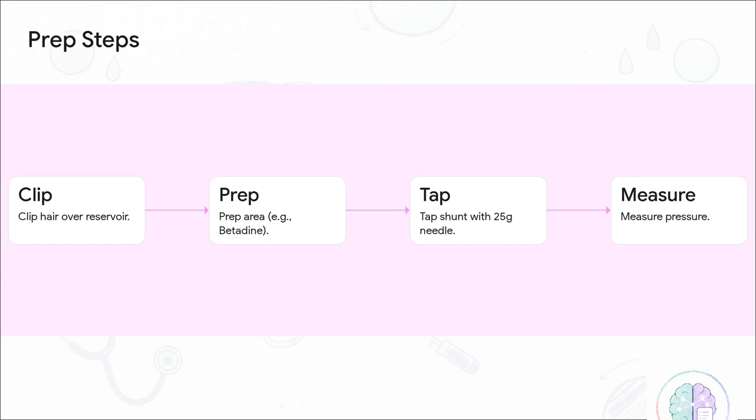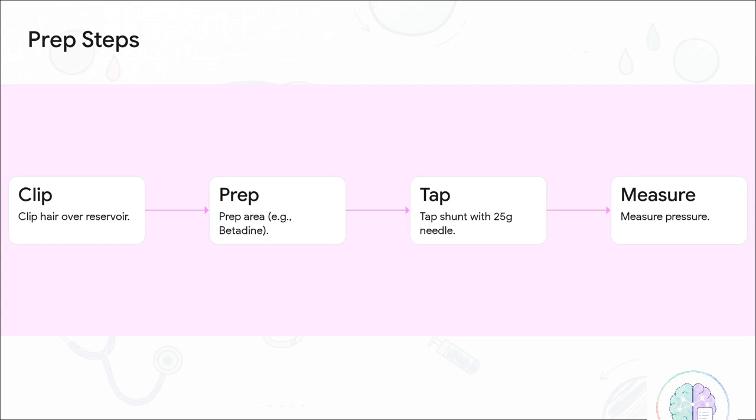Step 1, you clip the hair directly over the reservoir. Step 2, thoroughly prep the area, usually with Betadine, to maintain strict sterility. Step 3, with the patient lying supine, you carefully tap the shunt by inserting a 25-gauge butterfly needle right into the reservoir. And Step 4, immediately upon entry, you measure the opening pressure with a manometer.